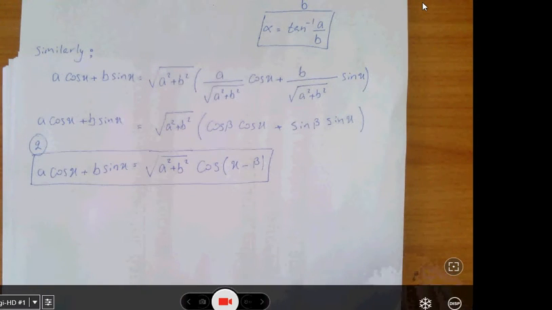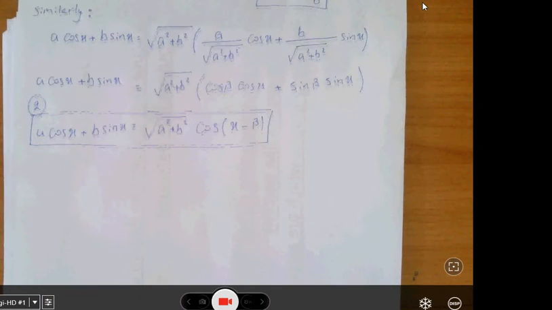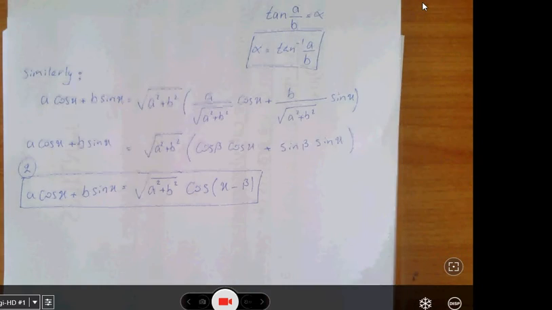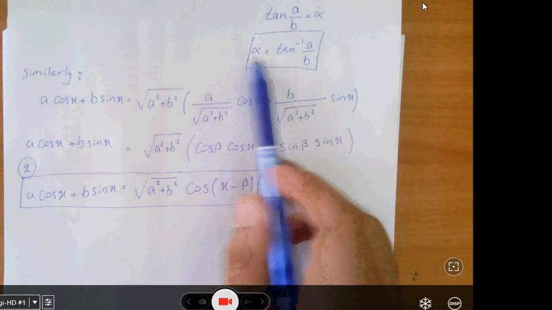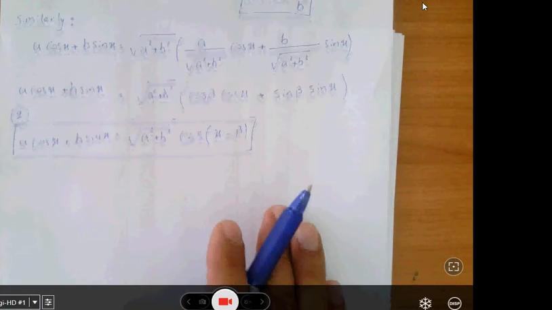Okay. Well, I'll give you an example of this. So with these ones, obviously, as you could see, with the first one, I found alpha, right? I found that it's tan inverse of A over B. So similarly, over here, I have all these parameters that I can define.